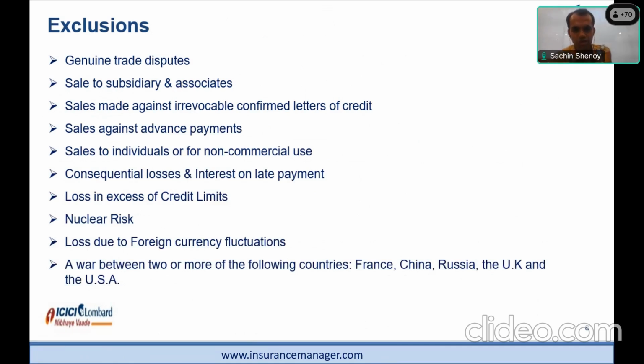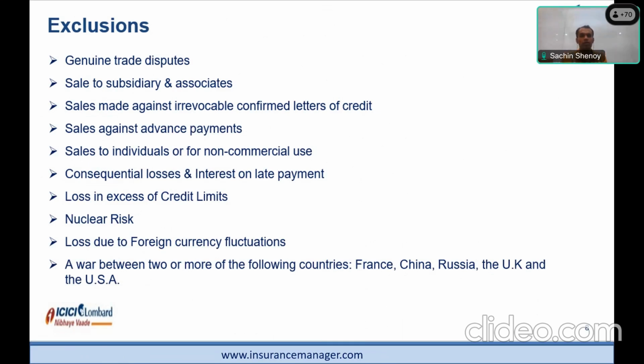Now, certain exclusions which we need to understand here. General trade disputes are excluded from this policy, or I'll say the claim would be suspended till the time the trade disputes are resolved. Next, your own sales to subsidiary and associate companies are not covered. However, in this case, we cover the end buyer.